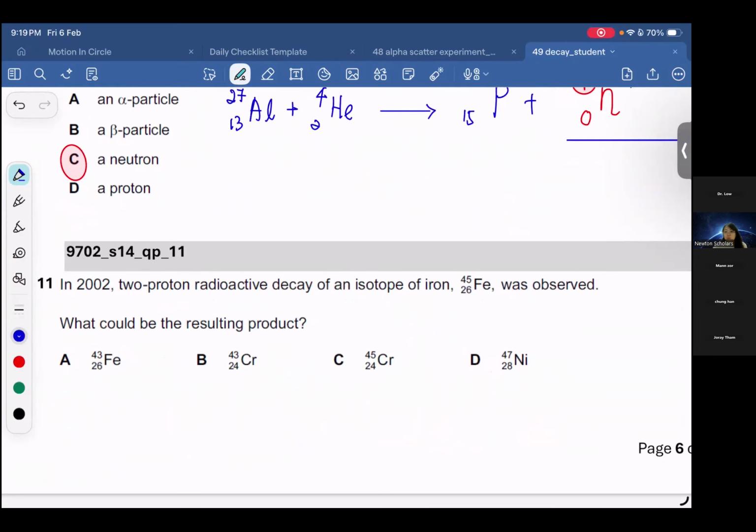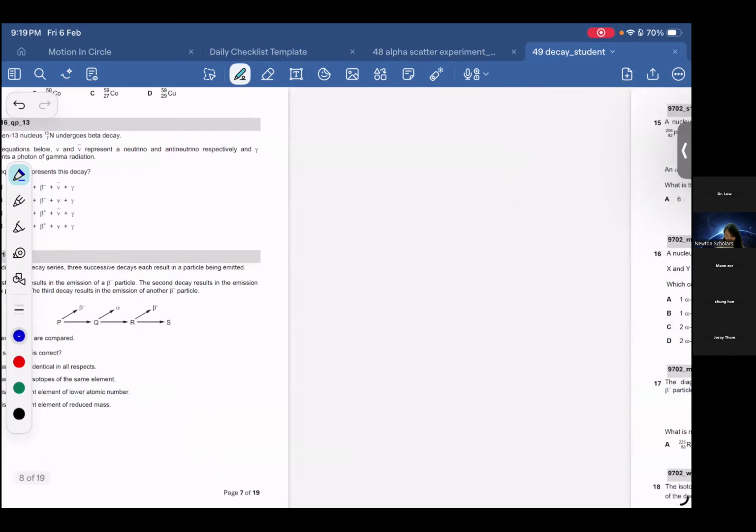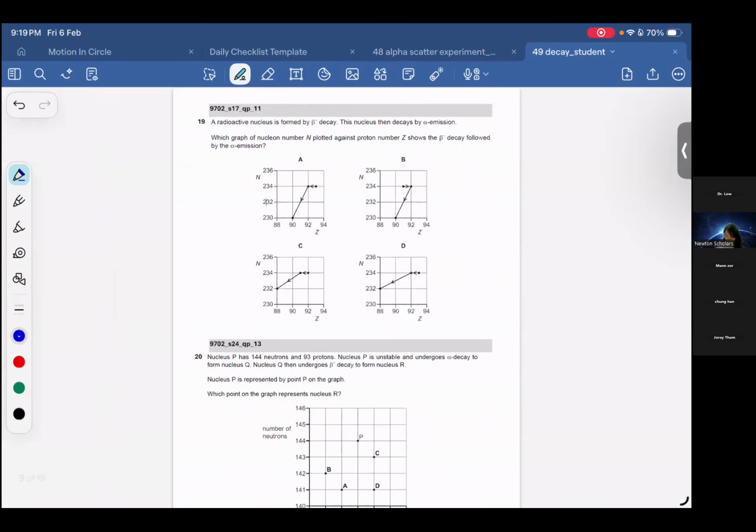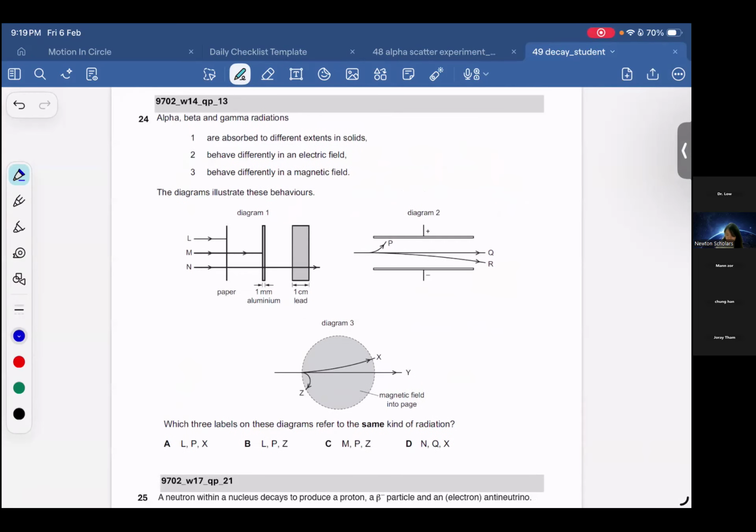Chonghan, how many more questions to do? Do until 9:30. Why are you asking this? Just now we did mention about whether we need to know their penetrating power and so on. Yeah, this is a 2014 question.